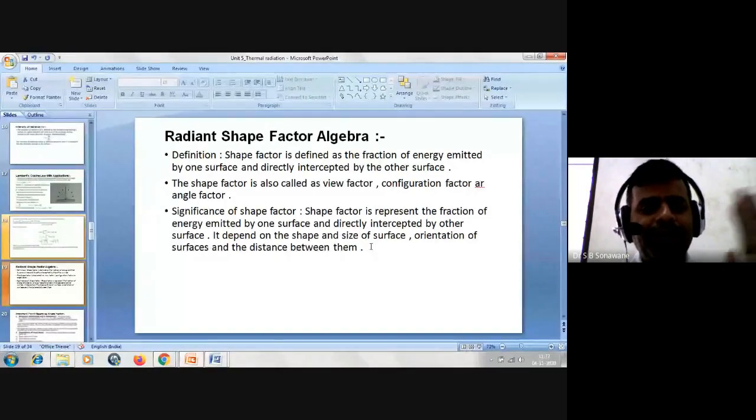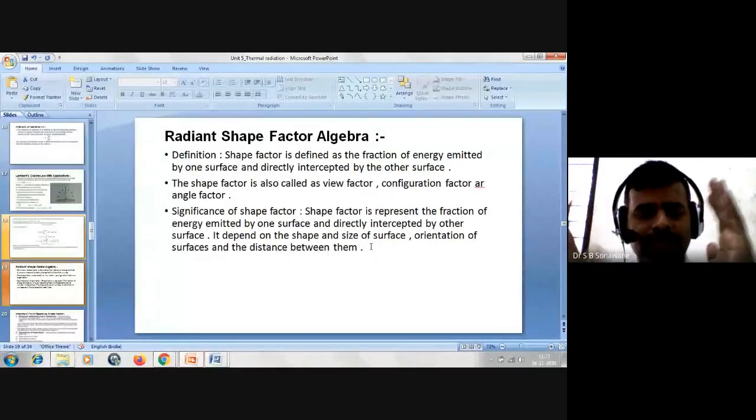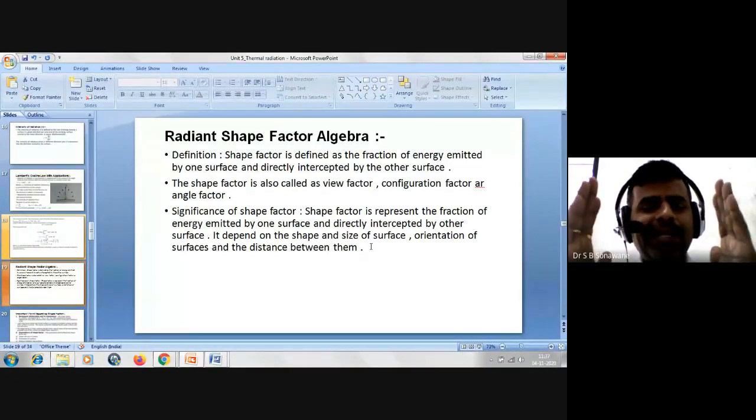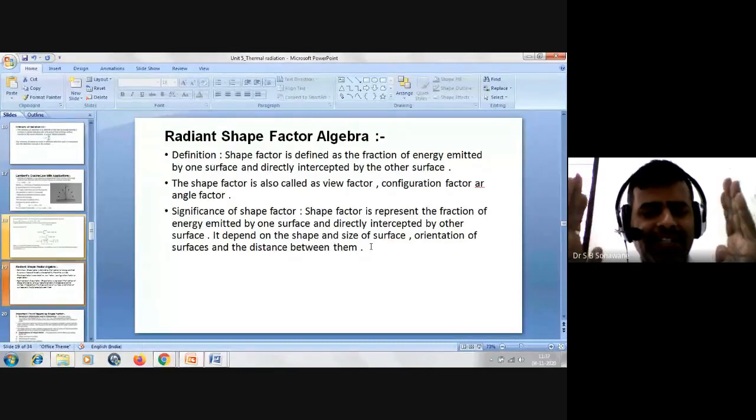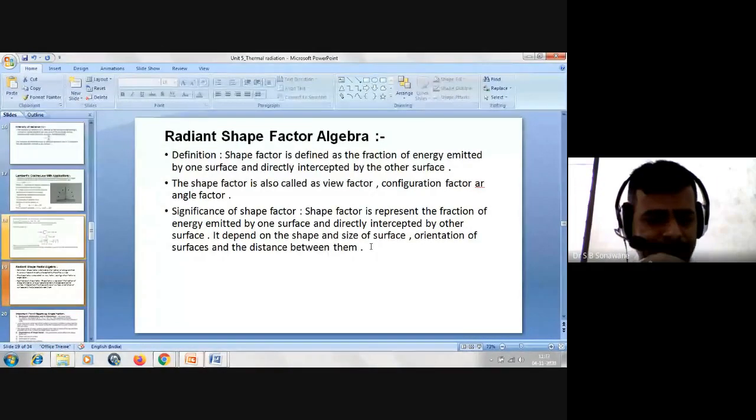Okay, and when we consider the two bodies in this particular application, that is the human body and the furnace or the oven, we need to determine the net energy exchange between the two bodies. Understood?